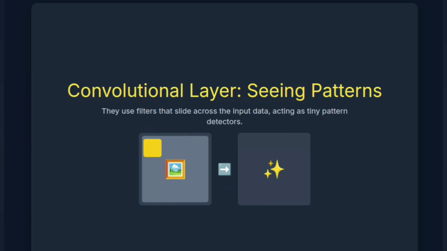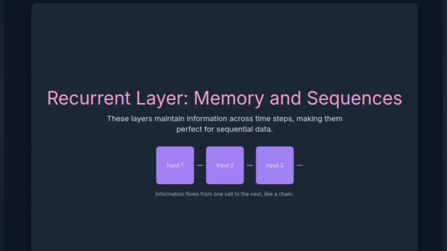Convolutional layers are the superstars of computer vision. Instead of connecting every neuron to every other neuron, they use filters that slide across the input data. Think of these filters as tiny pattern detectors. One filter might detect horizontal edges, another might detect curves, and yet another might detect textures. By combining these detected features, the network can recognize complex objects like faces, cars, or animals. This is why convolutional neural networks are so powerful for image processing tasks.